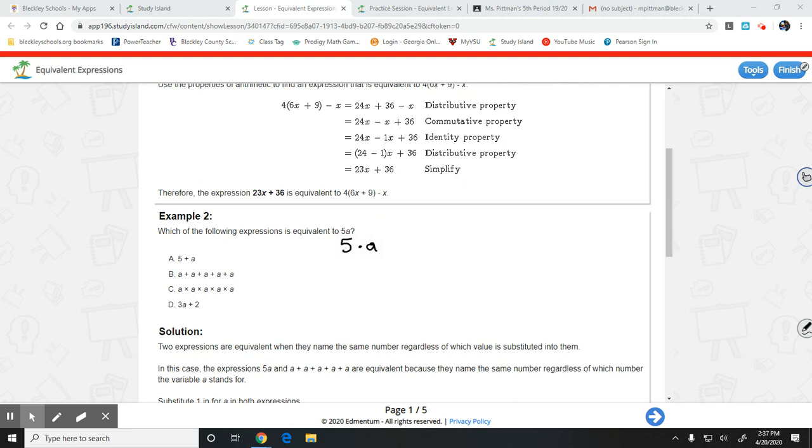So we have to think, what does 5 times a mean? That means we have 5 groups of a. That means we're adding, multiplication is repeated addition. We're adding a 5 times. So which one of these is adding a 5 times? B, correct. Now C, we have a times a times a times a times a. That's going to be a to the 5th power, and that's not what we're looking for. So B would be the correct answer.